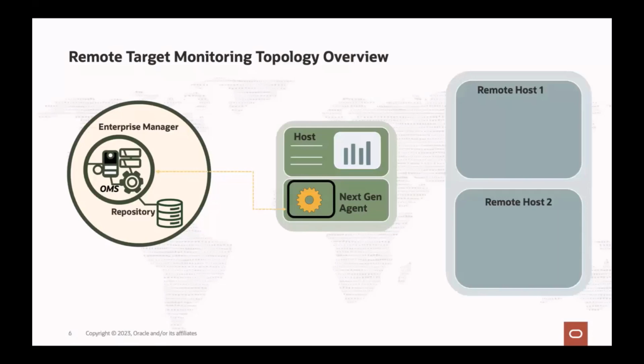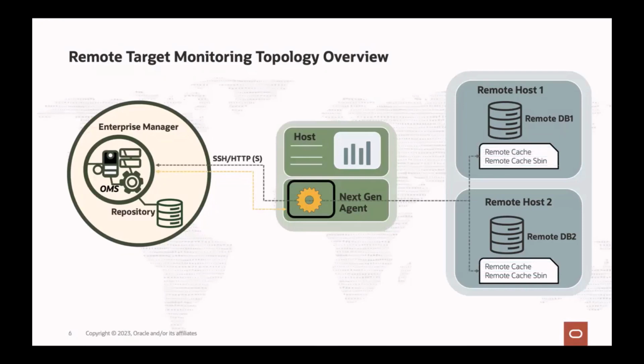Now let's consider a scenario. We have two remote hosts, host 1 and host 2, with database 1 and database 2 deployed on them. We will now explore how to remotely add and monitor these database targets through the next-gen agent. The addition of remote host to the next-gen agent is initiated from the OMS onto the remote host.